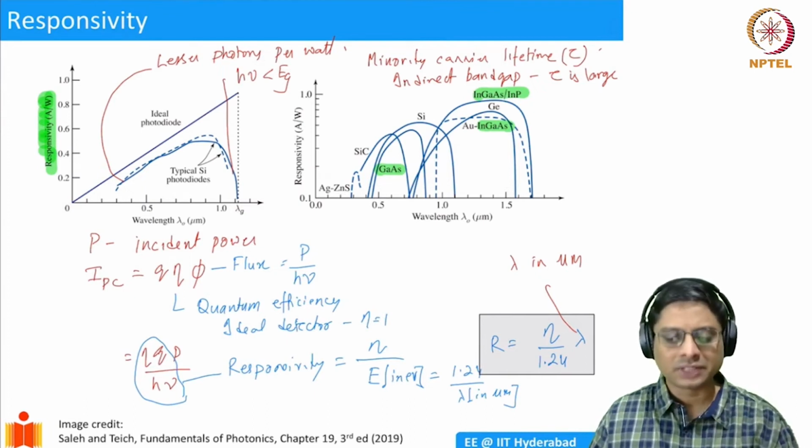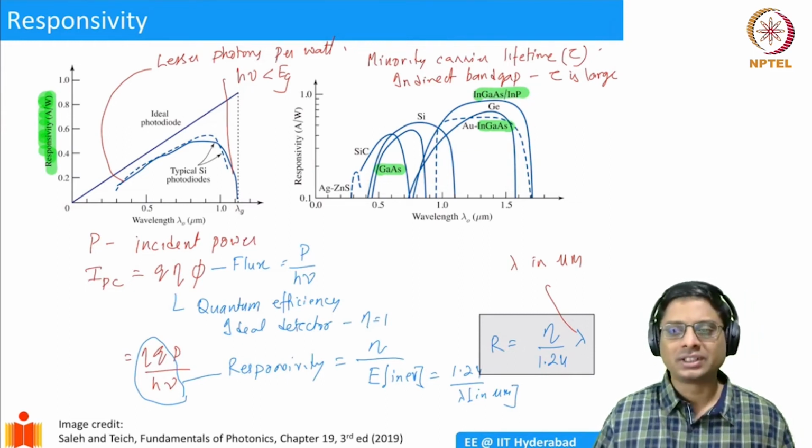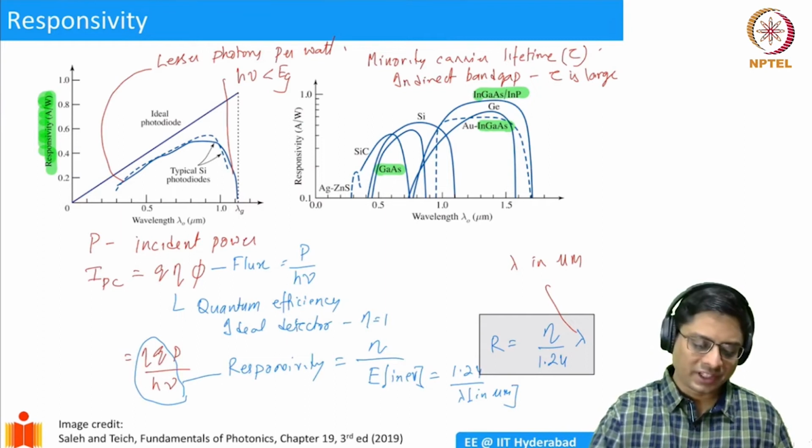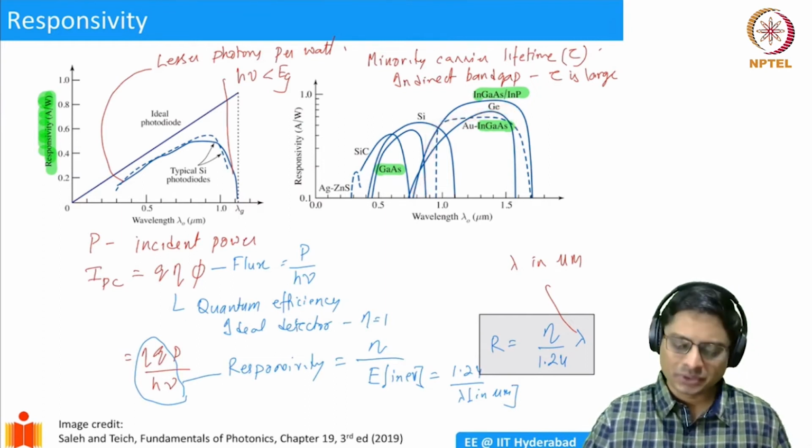All right. So responsivity is one of the metrics that is very important. And you saw that the responsivity of various detectors can be changed, because each material has a different band gap, and based on that you can have different amounts of responsivity.